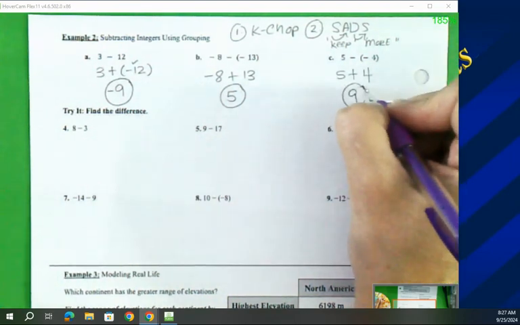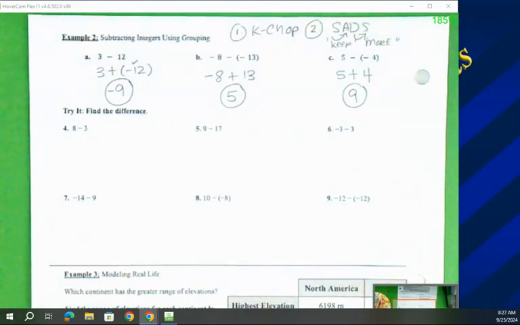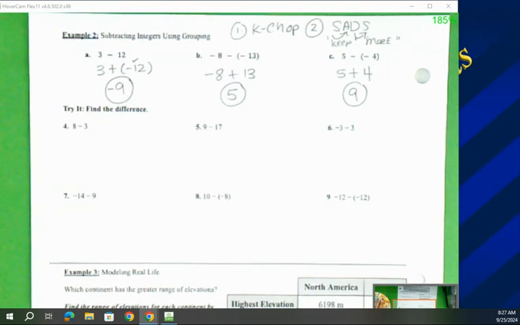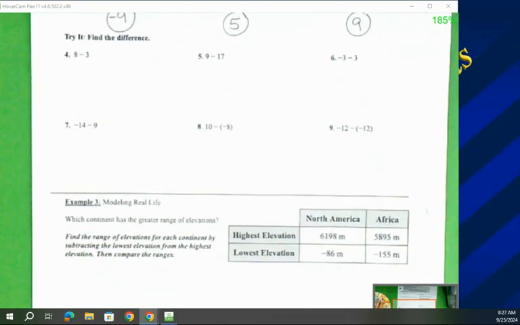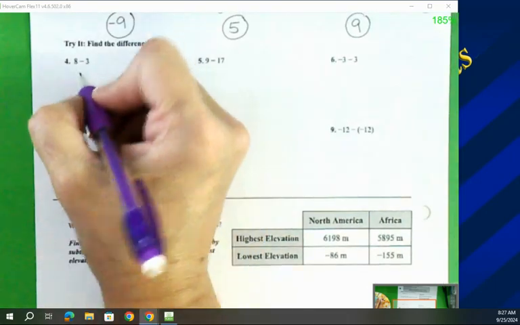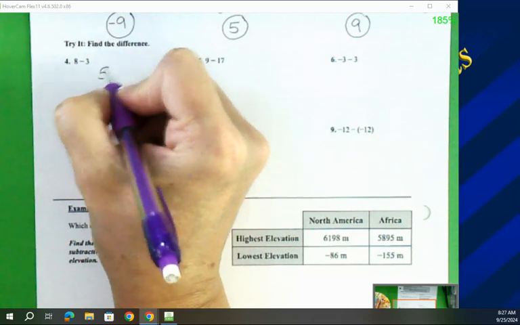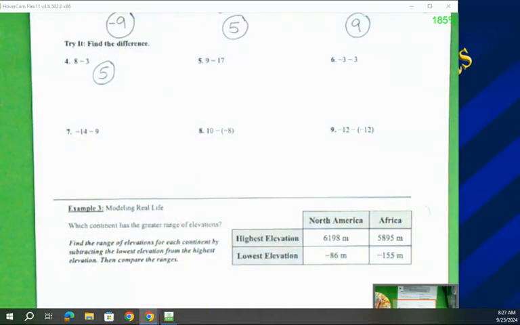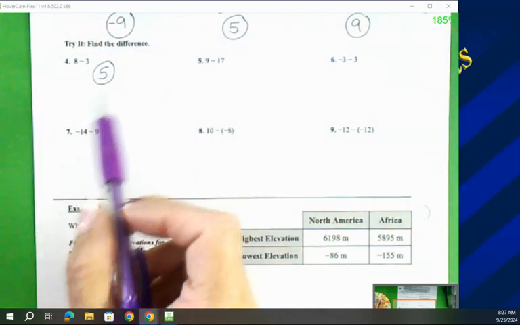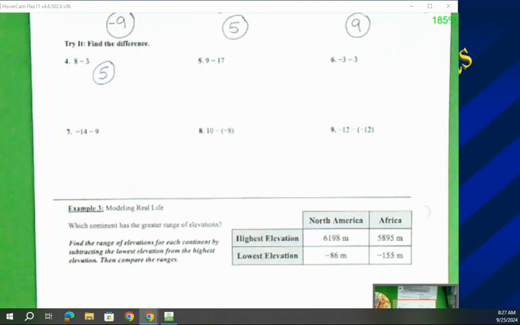Okay, again, pause this and see if you can do the next try it questions, and then come back to check your work. Okay, welcome back. We have 8 minus 3. Well, we already know that that's just 5, so we're not going to rewrite that.